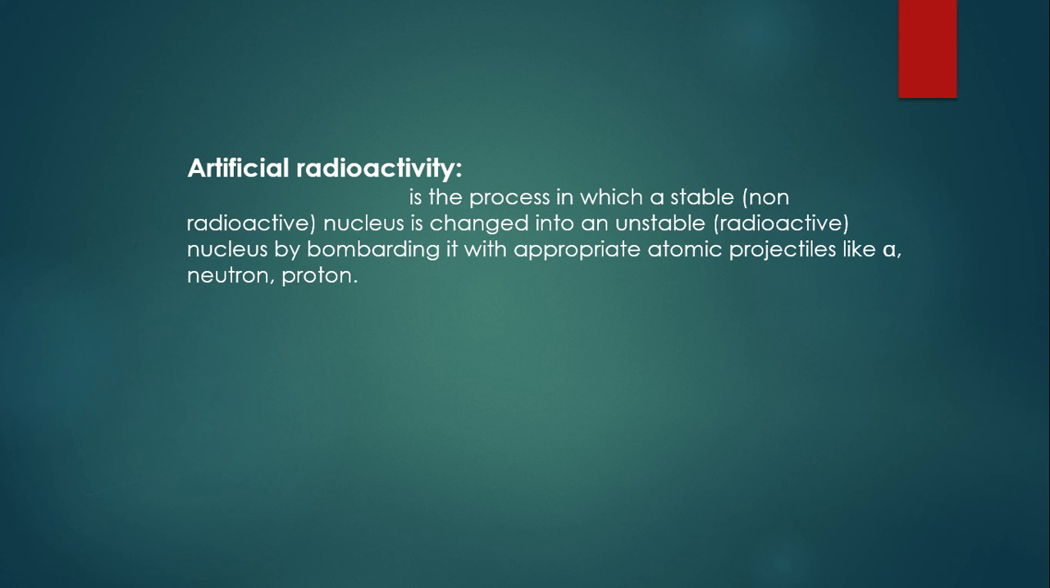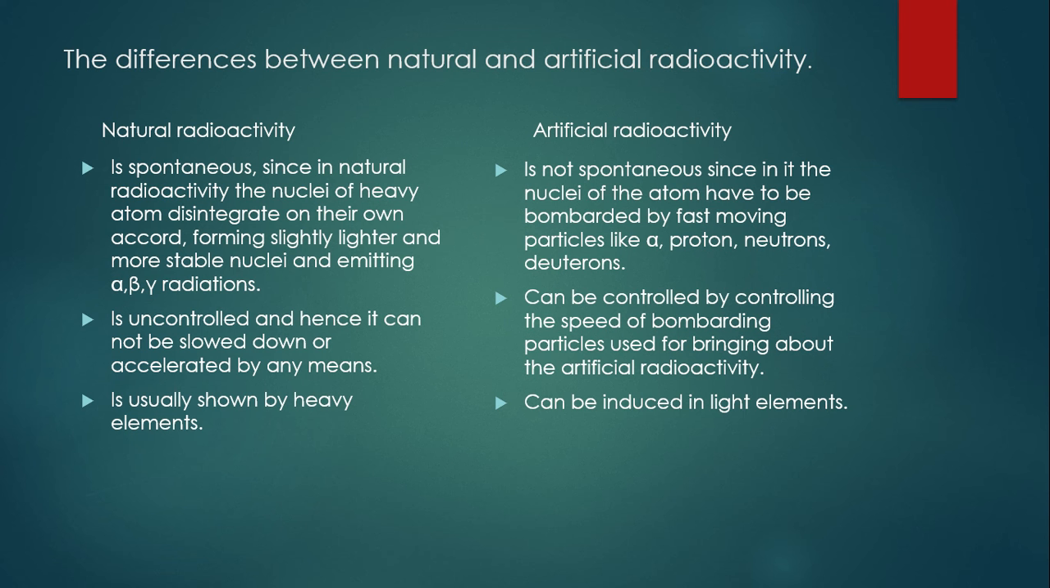Then comes artificial radioactivity. It is the process in which a stable, non-radioactive nucleus is changed into an unstable radioactive nucleus by bombarding it with appropriate atomic projectiles like alpha particles, neutrons, and protons.